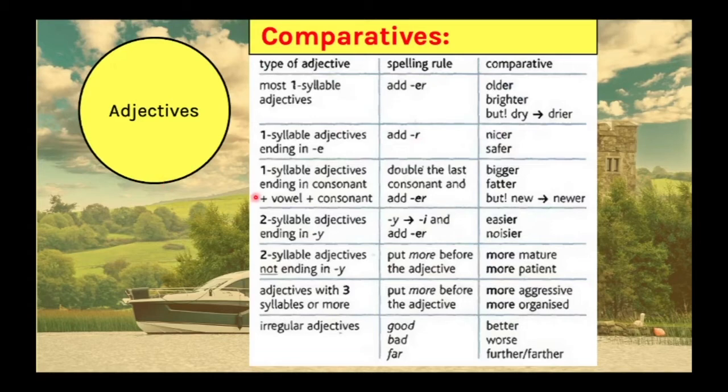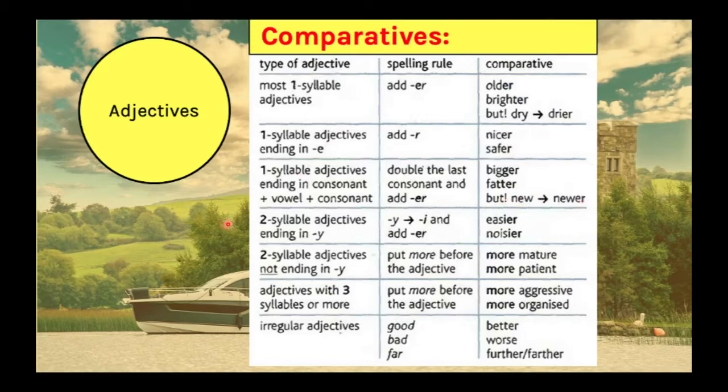Next rule, one-syllable adjectives ending in consonant, vowel, consonant. What do we do? We double the consonant and add -er. For example, big. Big is an adjective that has one syllable and it finishes in consonant, vowel, consonant. The comparative is bigger. And fat. Fat has a consonant, a vowel, and a consonant, so we double the consonant. The comparative of fat is fatter. But for new, because it finishes in W, the comparative is newer.